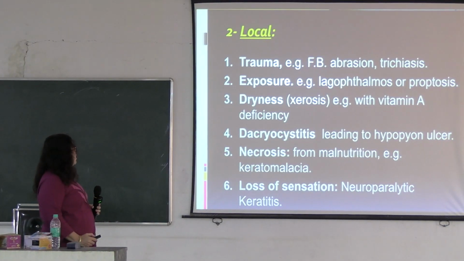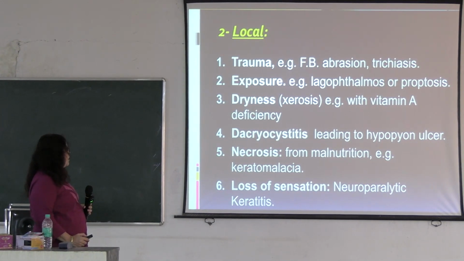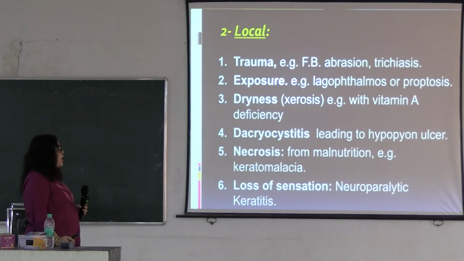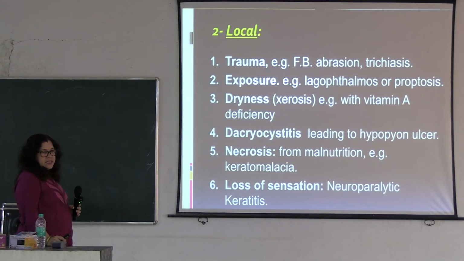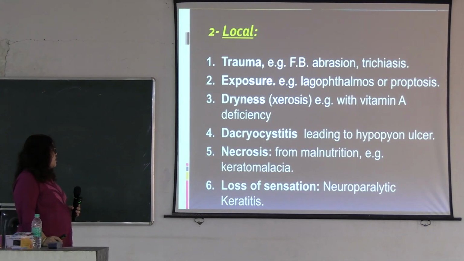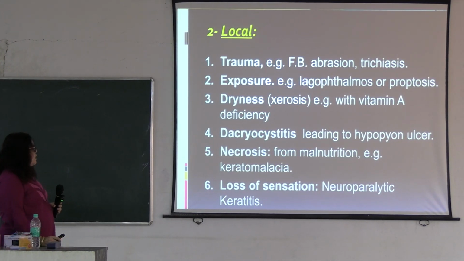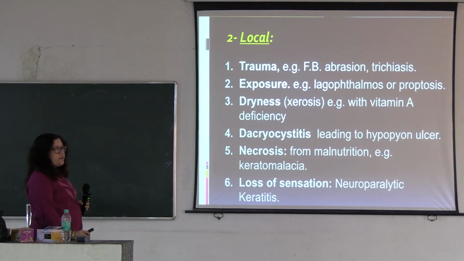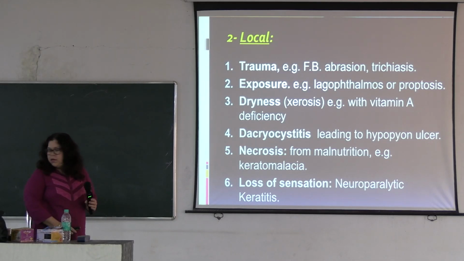And local causes may be, first one is trauma, it may be foreign body, abrasions and trichiasis. Then exposure due to proptosis or lagophthalmos. And the patient suffering from severe dry eye, that is vitamin A deficiency, and dacryocystitis. This is the most common cause of the hypopyon corneal ulcer. If the patient is having dacryocystitis, he is more prone to hypopyon corneal ulcer.